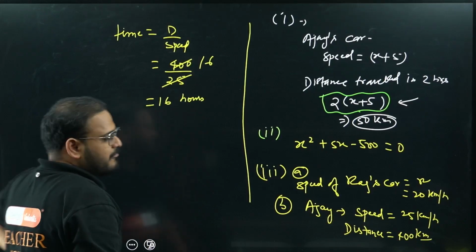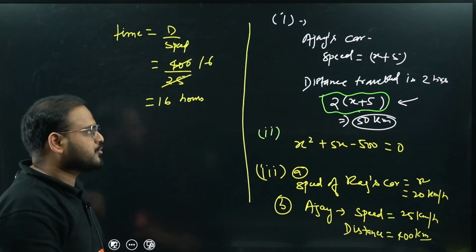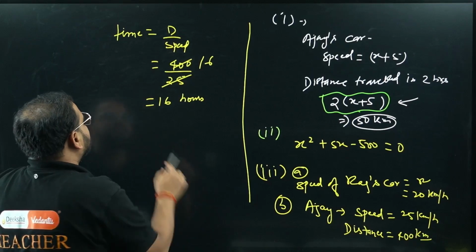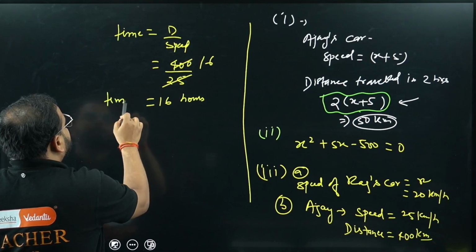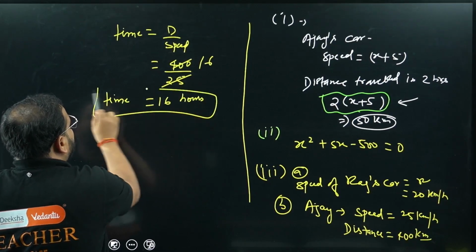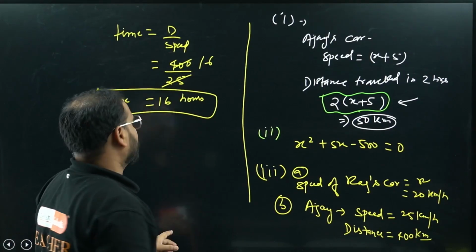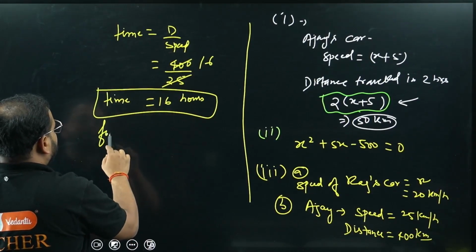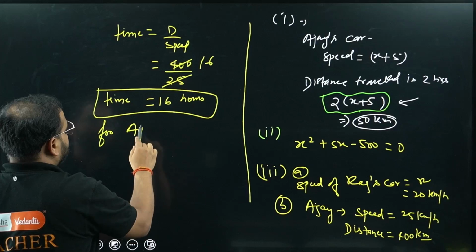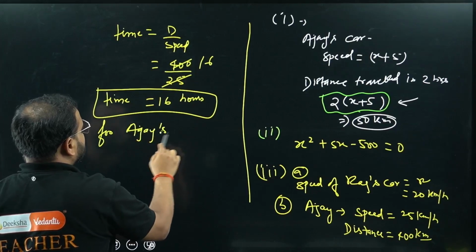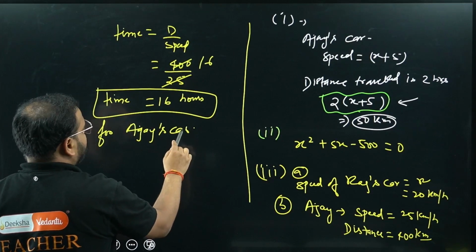25 times 8 is 200. So twice of that will be 16 hours only. This is the time taken for Ajay, for Ajay's car.